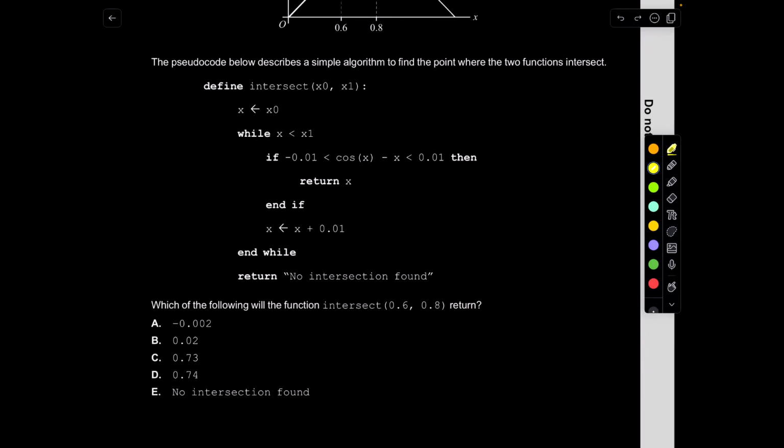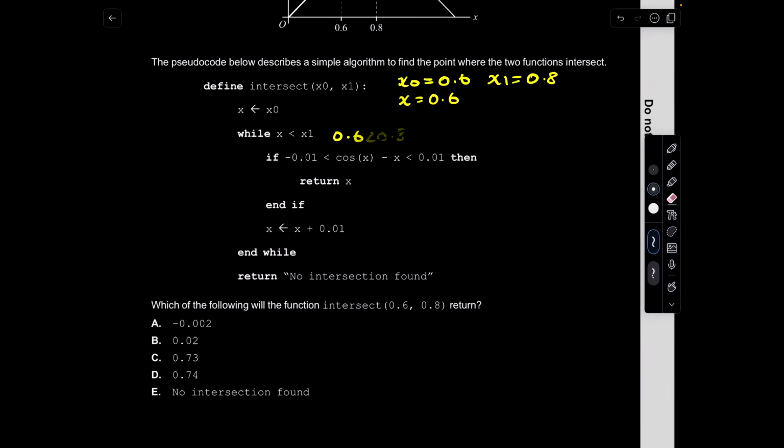So it says define intersect x0 and x1. So initially, our x0 is going to be what? 0.6 in this case. x1 is going to be 0.8. Now let's look at it. The next thing, x is going to be equal to x0, which is 0.6. All right. Now this is the while loop. To make sure the while loop condition is met, is x, which in this case is 0.6, less than x1, which is 0.8? Yes, it is. So now we have to complete this while loop.